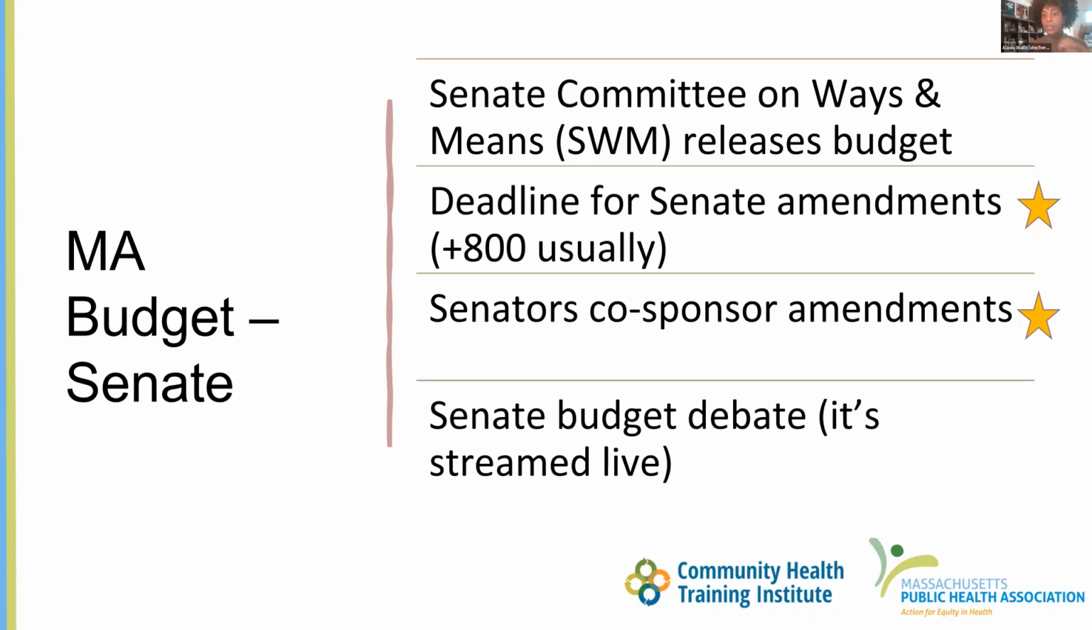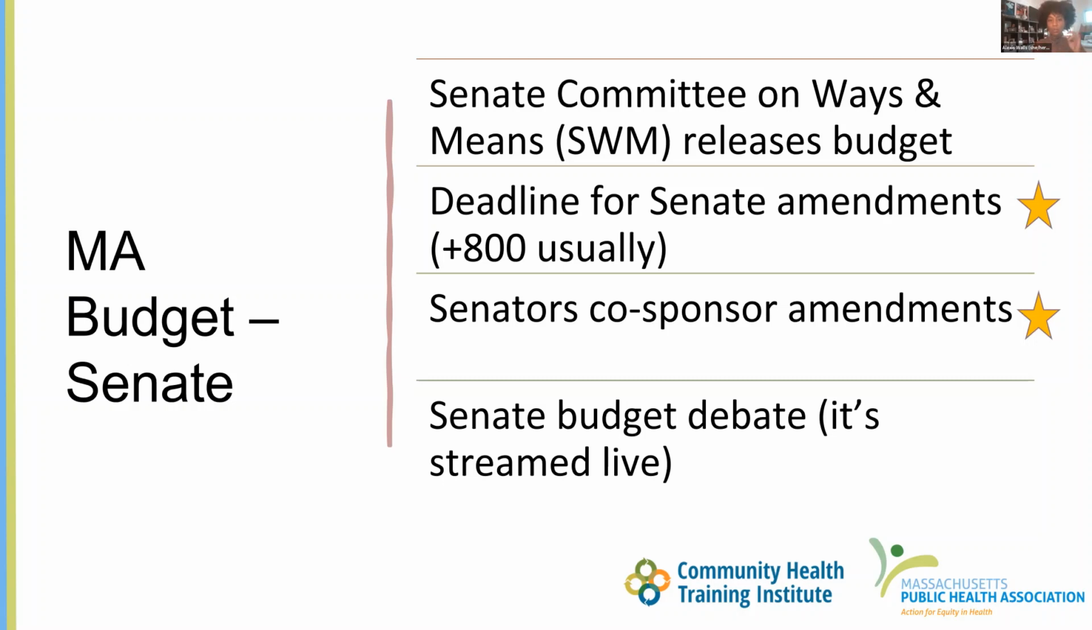Similar to the House, key opportunities for advocacy are when amendments are actually being filed. So upon release of the Senate Ways and Means budget, determining whether an amendment needs to be filed if there's a change that advocates want to see. And then the co-sponsoring of amendments, so asking your legislators to actually co-sponsor an amendment that you agree with.